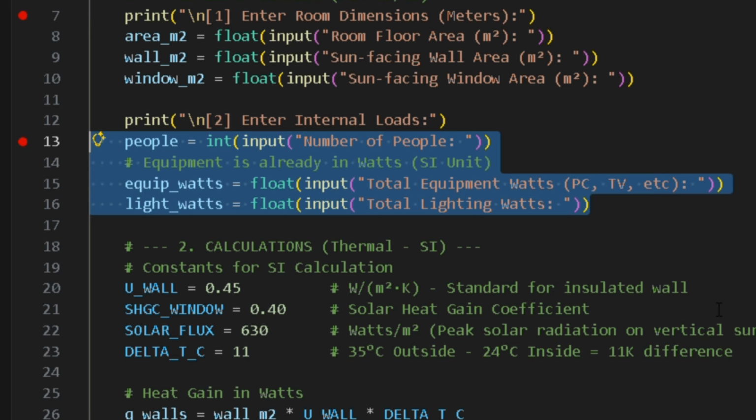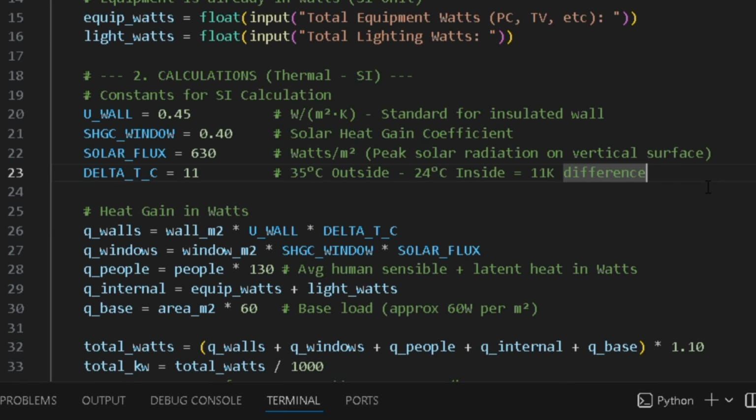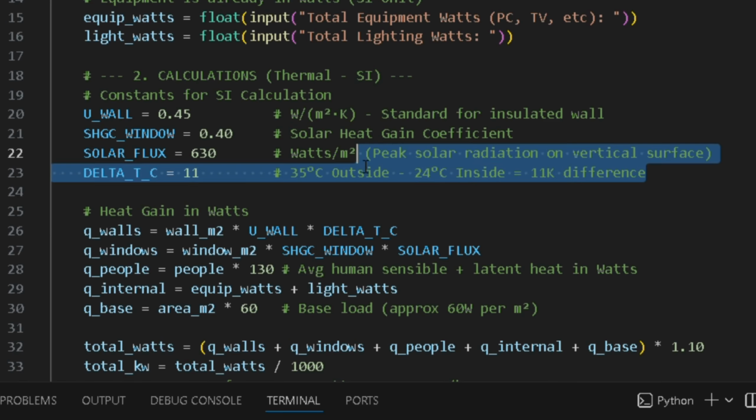Thermal constants. Now we define engineering constants used in HVAC design. U_wall equals 0.45. SHGC_window equals 0.40.